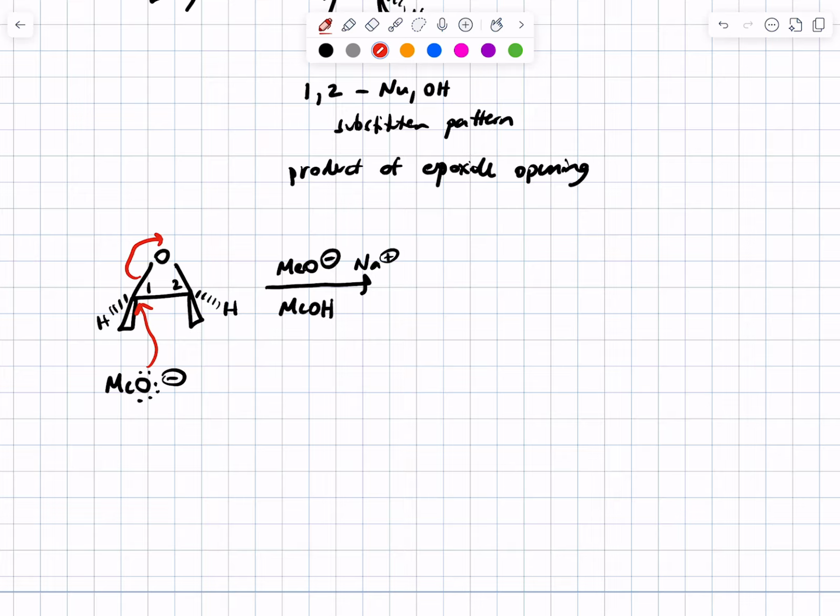And the way that we'll show inversion of configuration is to show the leaving group here, the nucleophile here. The carbon that has the leaving group is going to be unchanged. And then the carbon that was attacked, we're still going to have wedges and dashes as they were, but now they're angled up towards the top of the page instead of the bottom of the page.